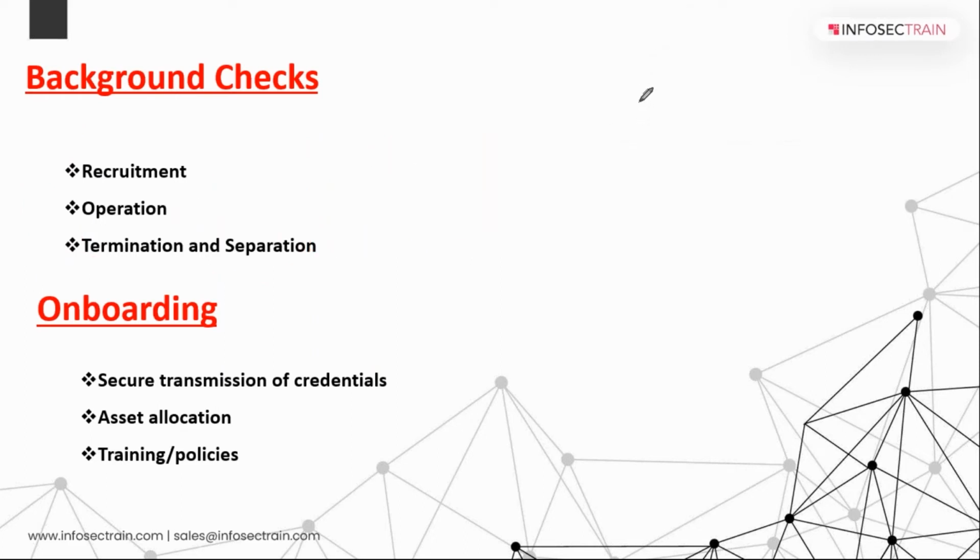Again, all the tracks are checked there: security, transmission, credentials, asset allocation, training policies. So in the onboarding policy, your HR will be providing you a welcome kit. Along with that, they will be providing you all the new supplies. They will also be providing you all the credentials. Correct? But when they provide you a credential, during that email, they will ask you to straight away reset the password. Isn't it?